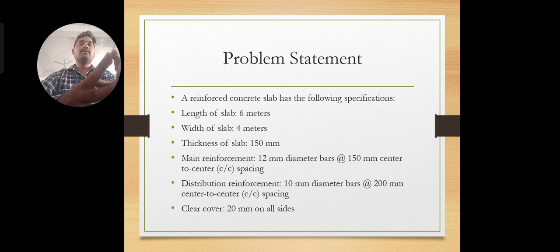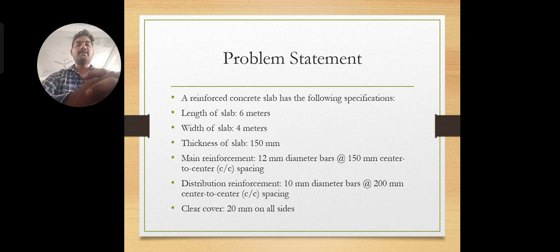One more thing is missing here: the unit weight of the steel is not specified. Generally, as per the codal provisions, we take the densities, which may vary from one size to another.